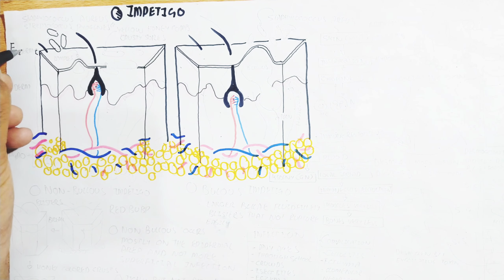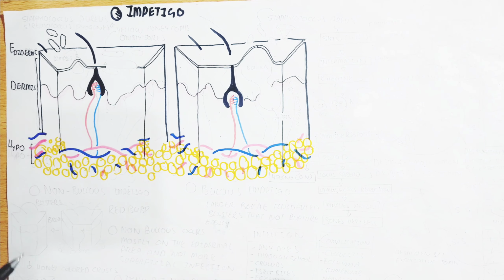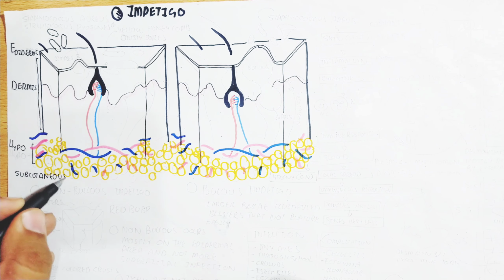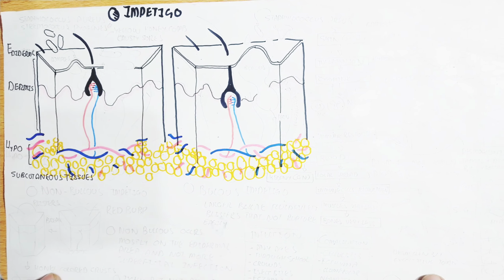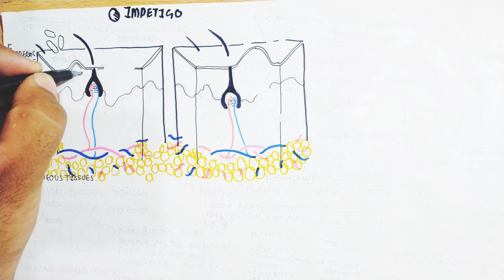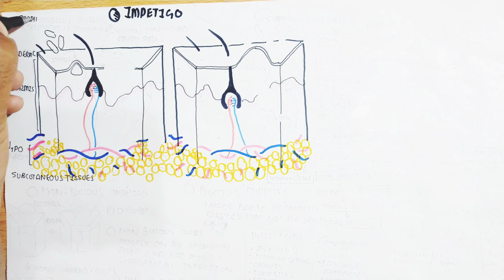So remember, this is the epidermis of the skin. Here is the dermis, and this is the hypodermis. The dermis contains the blood circulatory system and blood vessels, while also the subcutaneous tissue here, which is adipose tissue. And the dermis contains sensory neurons.